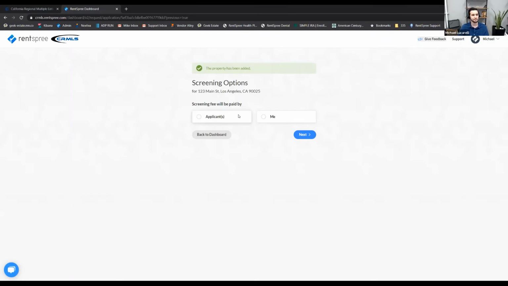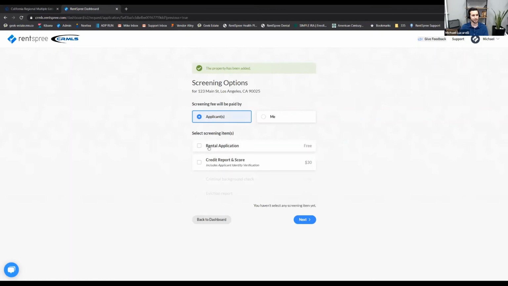select applicants here. However, we also give you the option, just for flexibility, in case you'd like to pay that screening fee yourself, just if you have a special client, or maybe they've already paid you a screening fee and you didn't want to have to go back and make them pay on Rentspree, you always have that option. However, most people, again, select applicant just because it makes for an easier and cleaner transaction.